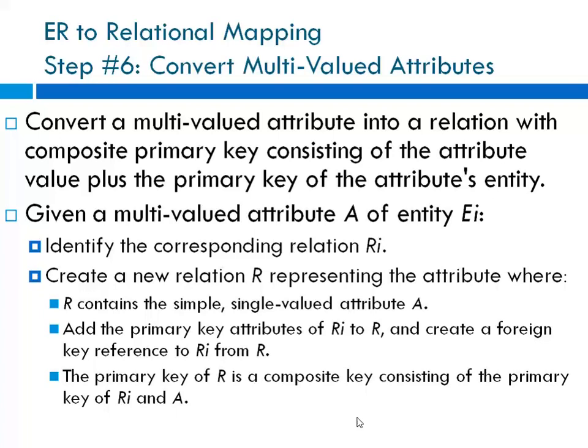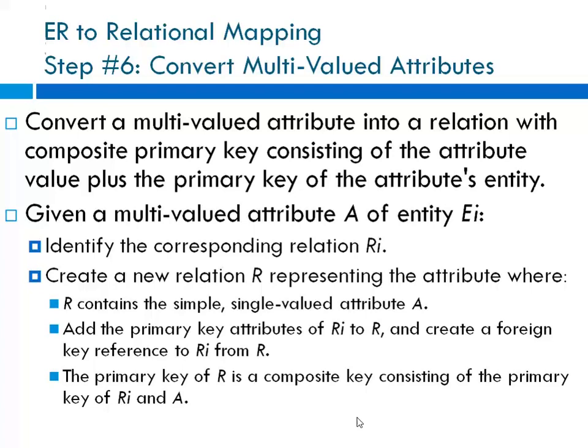Add the primary key attribute of Ri to R and create a foreign key reference to Ri from R. So from the table from where we have taken this multi-valued attribute, the primary key will be added to this new table as a foreign key. The primary key of R is a composite key consisting of the primary key of Ri and A.